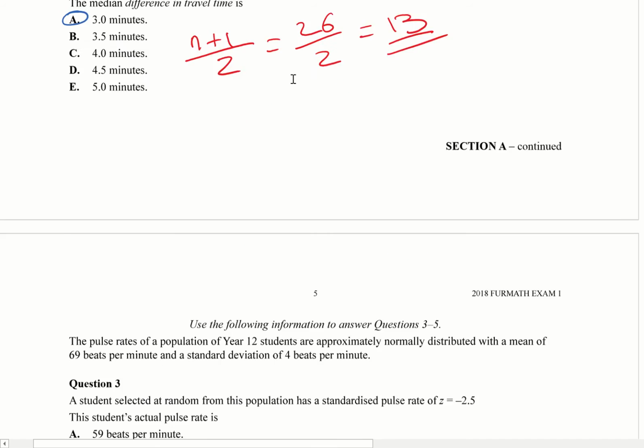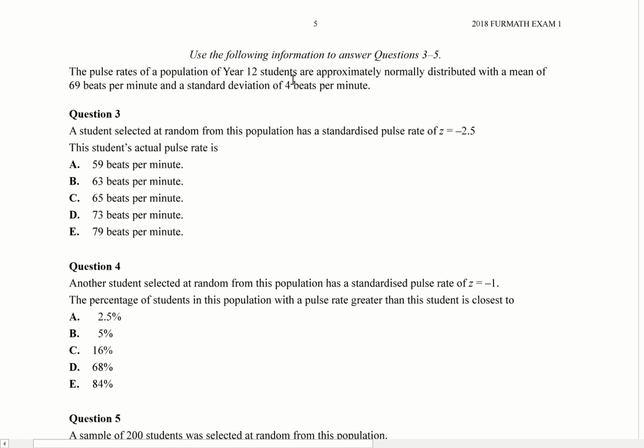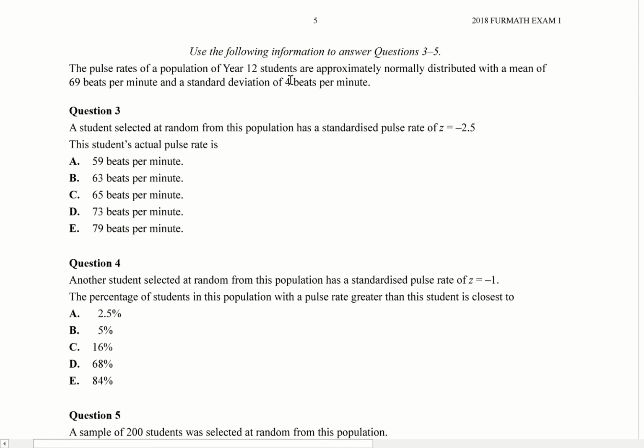Okay, so let's go on to question 3 to 5. So pulse rates of a population of U12 students is approximately normally distributed. Okay, this is important to remember this one. Approximately normally distributed with a mean of 69 beats per minute and a standard deviation of 4 beats per minute.